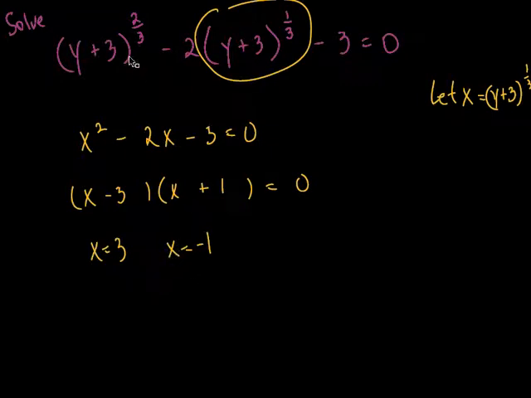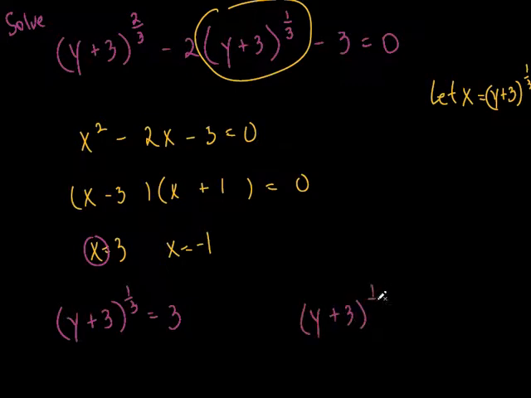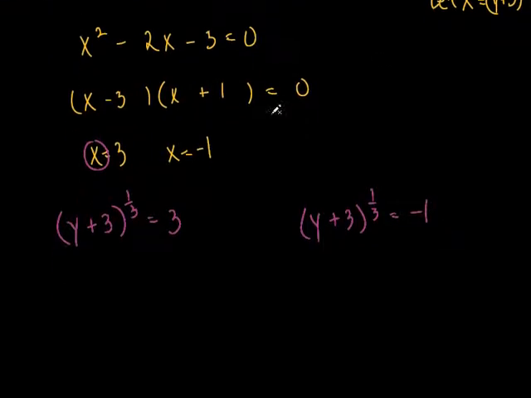Let's go back to the purple now since we're doing the y's. So instead of x equals 3, we're going to do this. We're going to go y plus 3 to the 1/3 equals 3. See that? I just substituted x for what x is equal to. Then I'm going to do the same thing over here. Give myself a little room. So y plus 3 to the 1/3 is also equal to negative 1. Just substituted it back in for this. And now we have to solve.